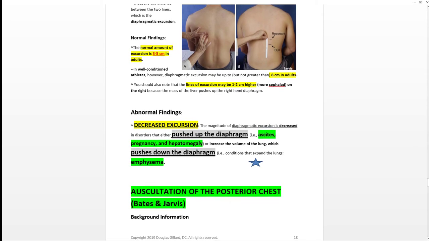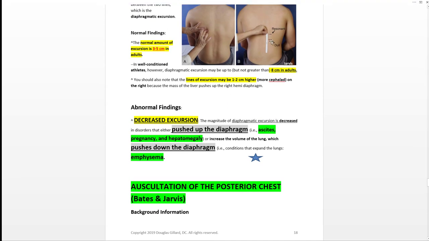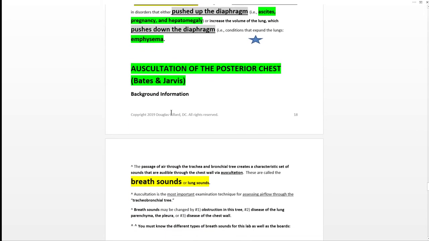In lab, I'm just going to make you do it on one side. What could decrease excursion? What if you only had like a quarter of a centimeter of excursion? What could do that? Well, anything that pushes up the diaphragm would decrease excursion because you can't bring it down if there's a mass in the peritoneal cavity. So things like ascites from cirrhosis of the liver, hepatomegaly from cirrhosis of the liver, pregnancy, right? Those all push the diaphragm up. What about things that push the diaphragm down? Emphysema. COPD patients could have a decreased excursion. Okay, that's all I'll say about that one.